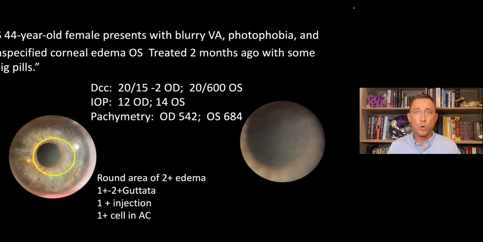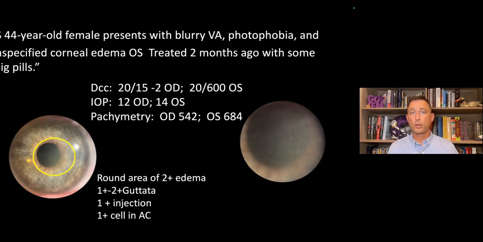The last 10 minutes, we're going to cover a little bit about herpetic conditions. So this was a 44-year-old female patient that presented to our clinic with blurry vision and photophobia. This was in her left eye. Her right eye, as you can see here, saw 20/15. Her left eye was not seeing very well at 20/60. She did mention that she had taken some big pills about 2 months ago, and they kind of seemed to help, but they didn't really improve the condition 100%.